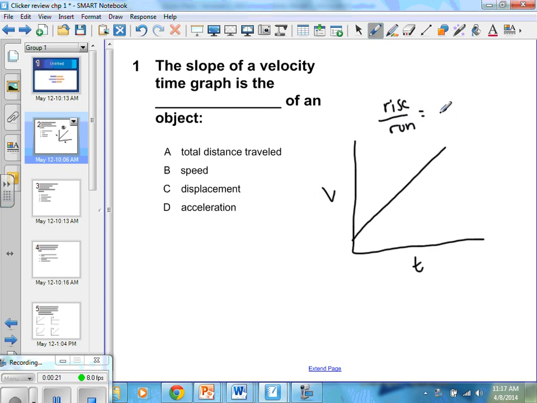If we look at rise, that's our y values. Run is our x values. So have a look at your graph and see what's the value for y. In this case, it's v. And my x values are t, time. So if you look through your formulas, what does v over t give me? V over t is the equivalent to a. Acceleration is change in velocity over time. So this would give you D, acceleration.